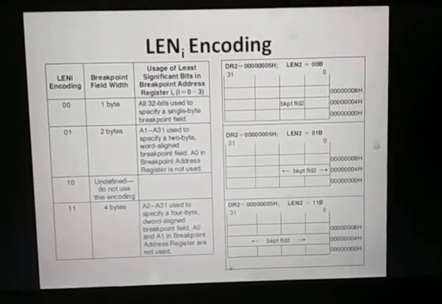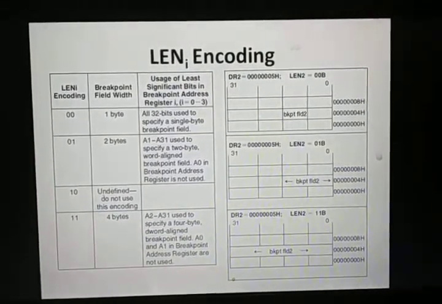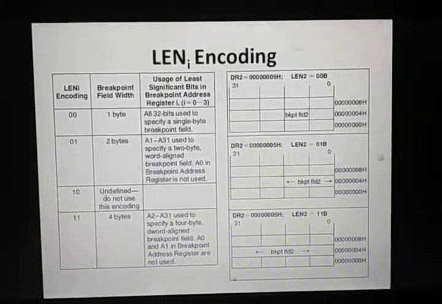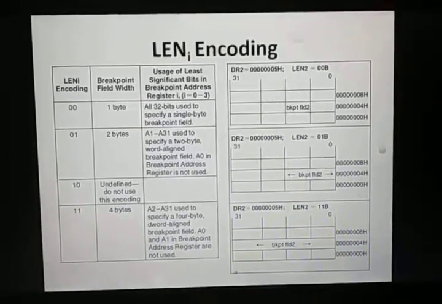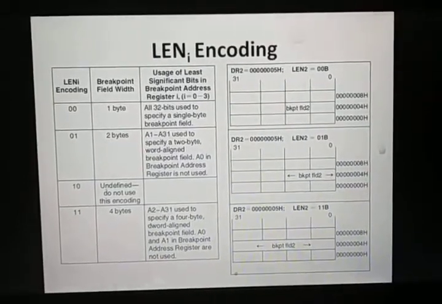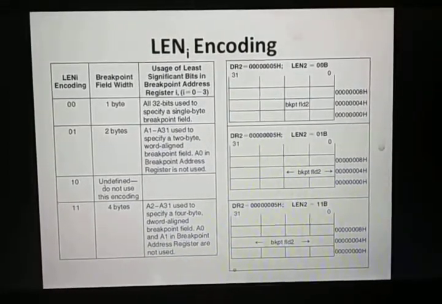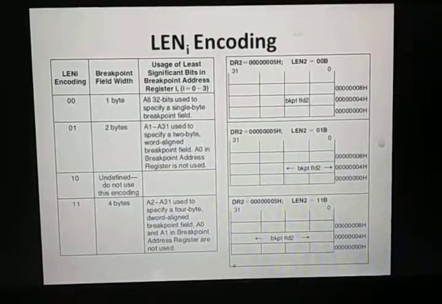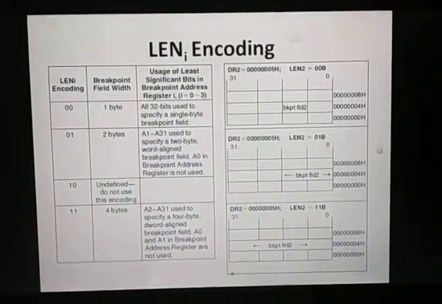You can see here in this diagram the length encoding. If length is 00 then the breakpoint field width is 1 byte. If length is 01 then the breakpoint field is 2 byte. If the length field is 10 it is undefined, and 11 means 4 byte. So you can define the breakpoint field width by the length bits, which are a 2-bit field. If 00, the width is 1 byte; if 01, 2 byte; if 10, undefined; and if 11, it is a 4 byte field.